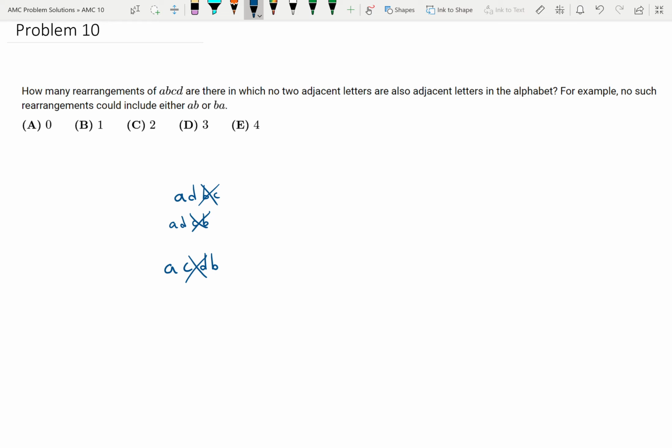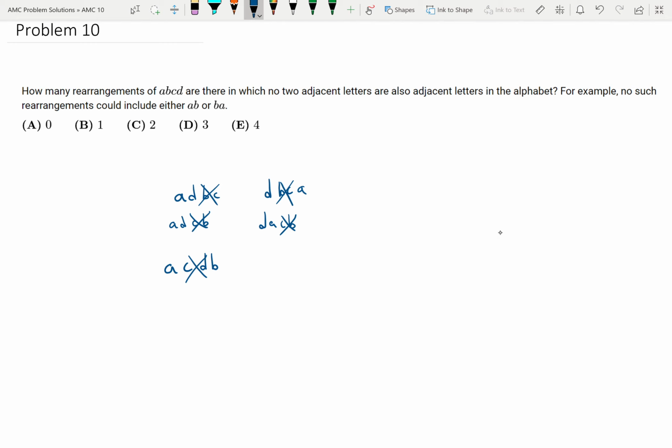You'll find that the same phenomenon happens if you start with D. D, B, C, A, we have B, C, so that won't work. And if I were to do DA, then I'd have to have C and B next to each other. So if I start with D, that won't work.